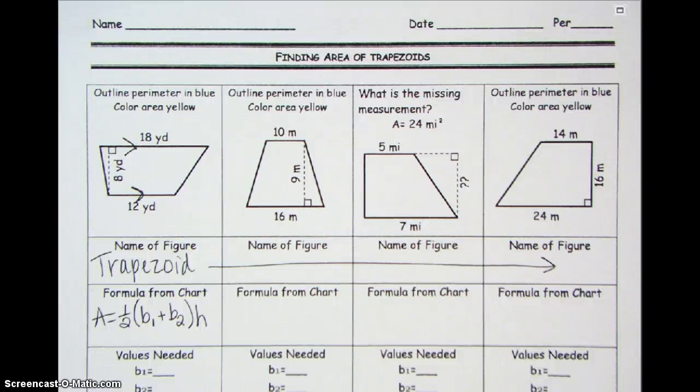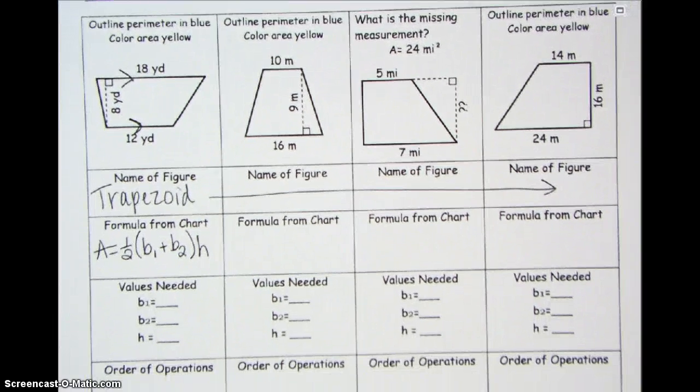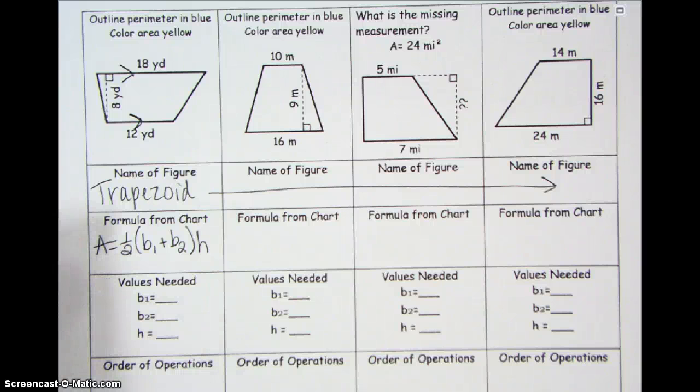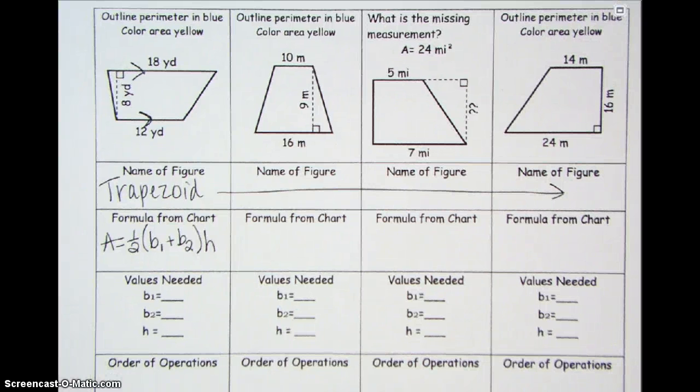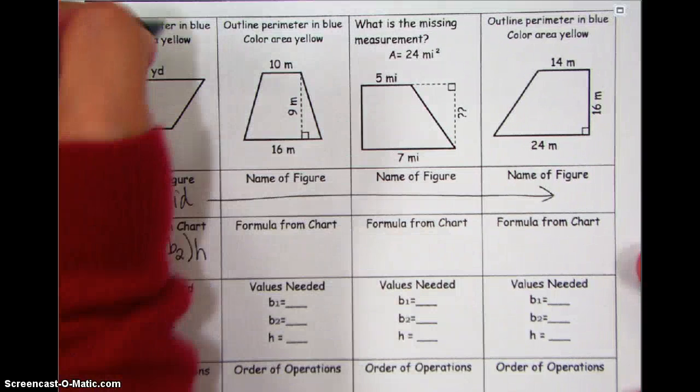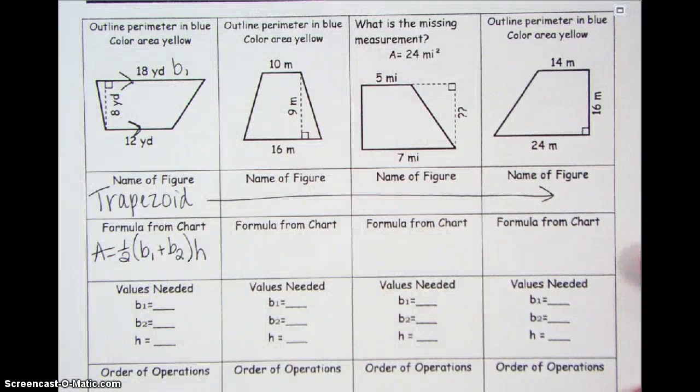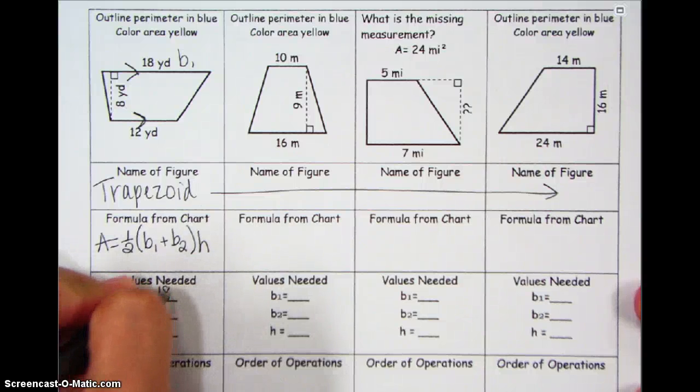Okay, so let's go ahead and talk about what information we were given. For this trapezoid here, Jaden, what do you think we would call base 1? Which one do you want to be base 1? The 12 yards or the 18 yards? 18. Okay, the 18 yards. So that's going to be base 1. Okay, and so I'm going to put that as 18 yards.